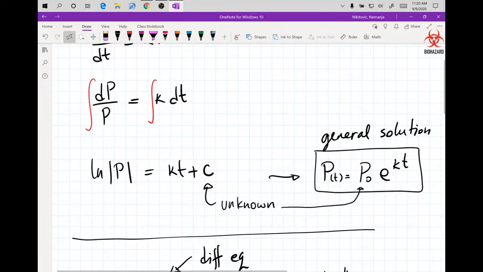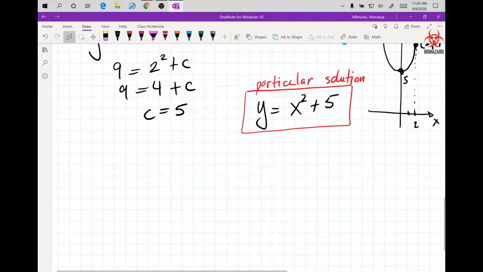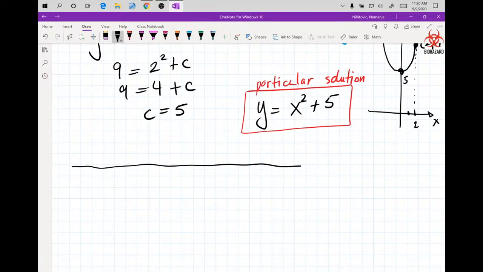So that's the trick. Now let's go and take a look at the pre-calculus problem because actually we are not learning differential equations today. We're learning the solution of the differential equation, which is actually what you did in the pre-calc problem.